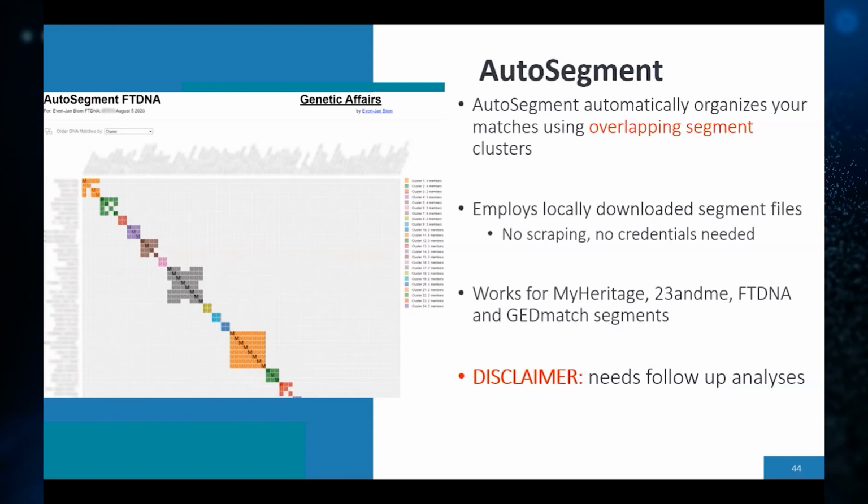The nice thing about this tool is that it employs the locally downloaded segment file, so there's no scraping. The website does not need any credentials. You just need to register, and it also works for MyHeritage, for which it was not possible to do clustering before. It works for 23andMe, FamilyTreeDNA, and also for GedMatch. There's one disclaimer. It needs some follow-up analysis because we're looking at flat segment files, so the tool cannot always know which segments are triangulating and which are not.